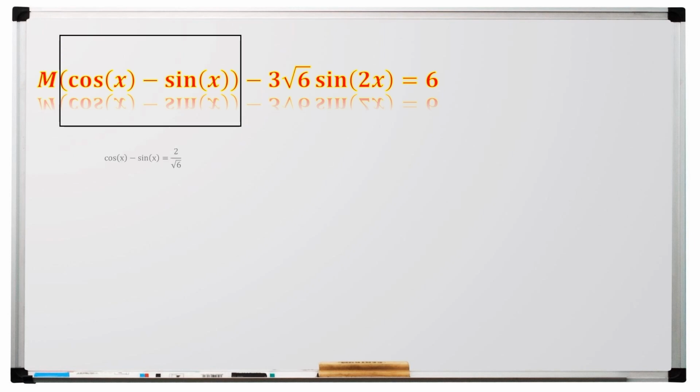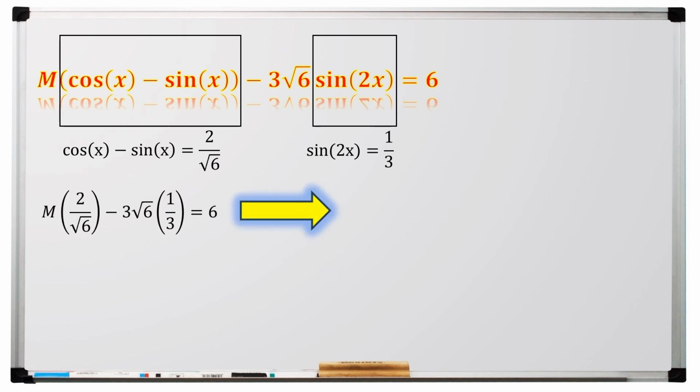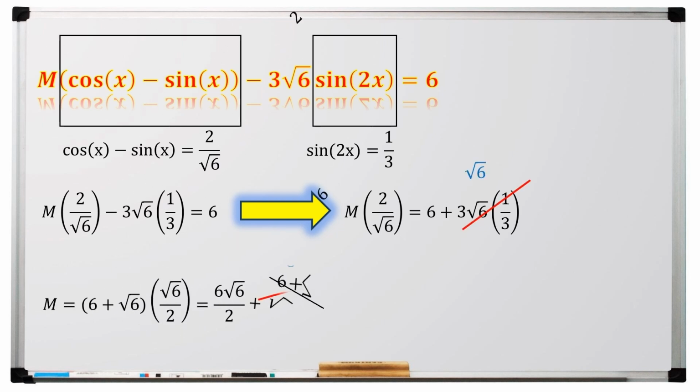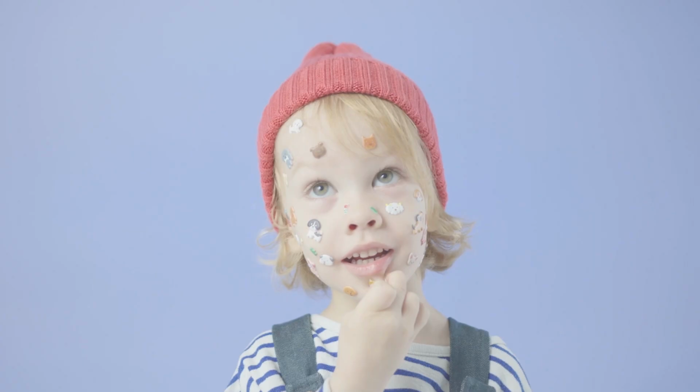In the question, we find out that we can utilize these two results we've obtained earlier. Let's substitute them in. After simplification, we reach the conclusion that m equals 3 times square root of 6 plus 3. Finally, it appears that we've finished solving today's question.